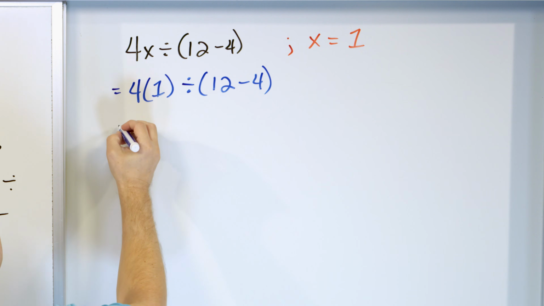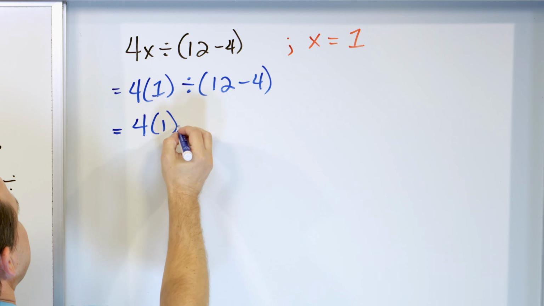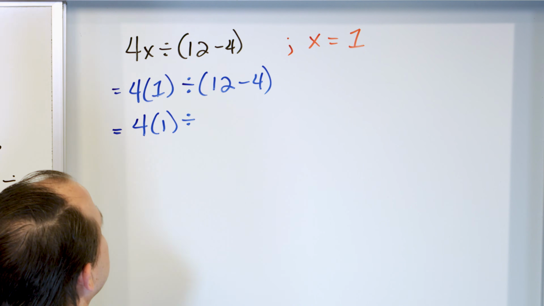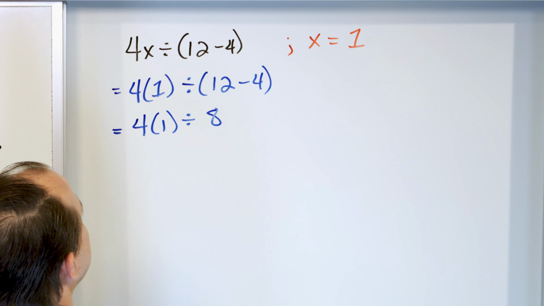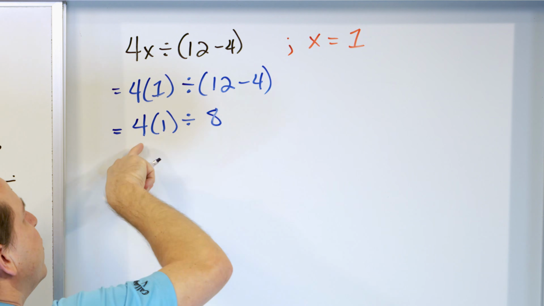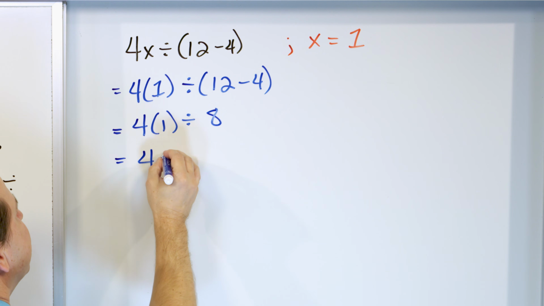All right, so what we need to do next is inside the parentheses. Here we still have a 4 times a 1, right? But inside, we have to do this first. 12 minus 4 is what? 8. So we have an 8 here. So now we have multiplication, and then we also have division. We do it left to right. So 4 times 1 is 4, and we have to divide by 8.